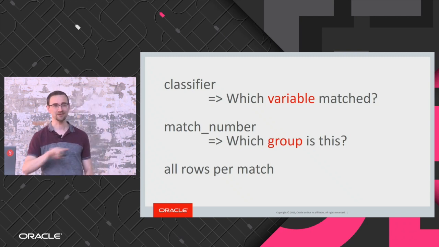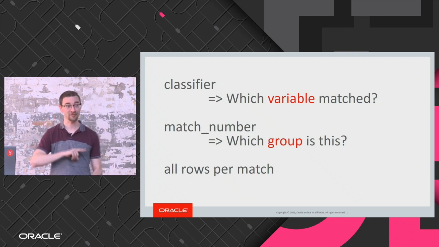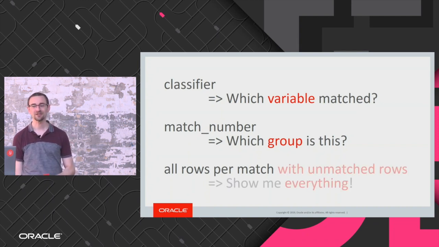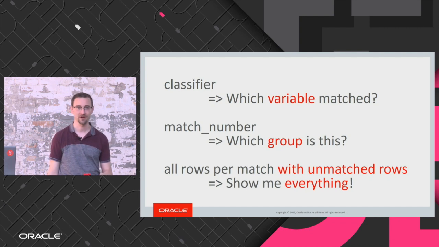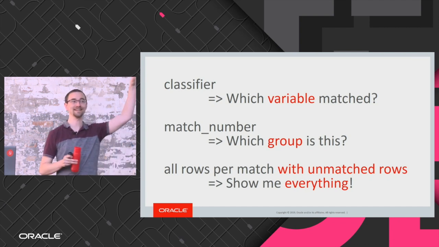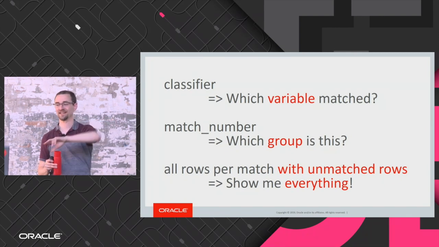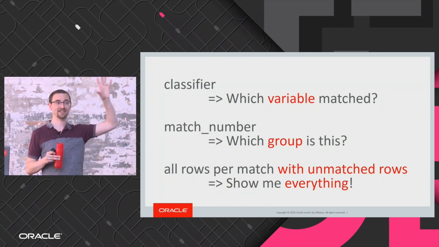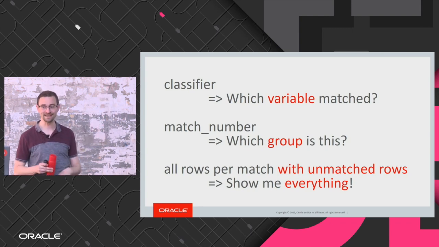If somehow you stuff up your pattern completely, so it matches nothing, you'll still get no rows in your output, right? So you also want to add this with unmatched rows. That will show you all the rows from your input. So your table is the input to match recognize. So all rows per match with unmatched rows preserves that input data set, makes it much easier to see what's going on.